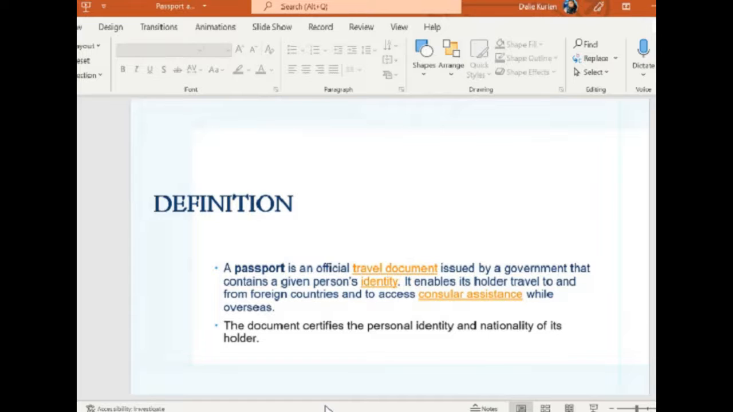It is one of the documents that enables you to travel from one country to another. It is used as an ID card to travel from one country to another, with consular assistance, by a consulate or an embassy. The document certifies the personal identity and nationality of its holder.